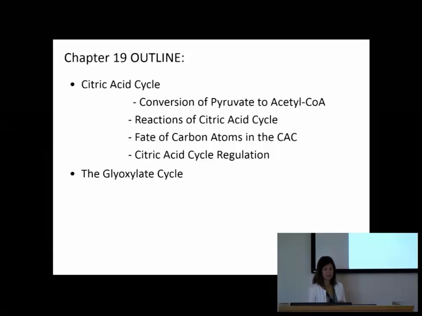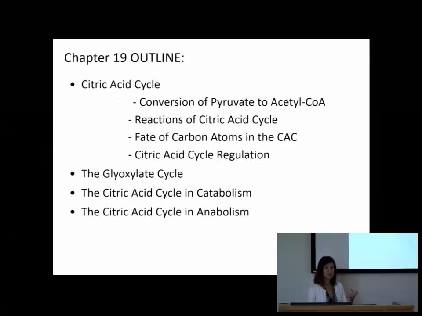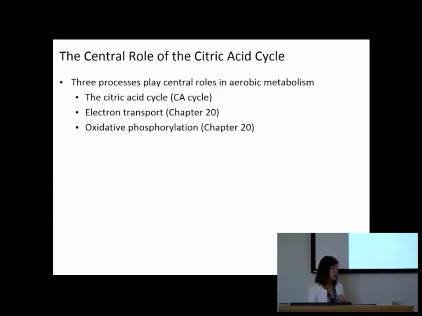so we're going to see how it's similar and different. And then we're going to see how we can use the intermediates of the citric acid cycle for other things. Either we can feed in or we can take things out. That's why it's called the central metabolic pathway. So again, we're going to cover the citric acid cycle. We still have yet to cover electron transport and oxidative phosphorylation, so that will be next.